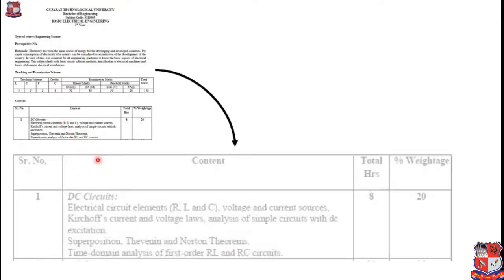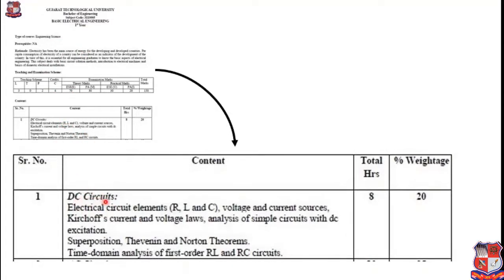So as you can see, this is the syllabus which is prescribed by GTU, where we will be discussing part 1, chapter 1 of DC circuits, and today we will be discussing mainly this last topic of time domain analysis. We have already studied this much portion, and the left is first order circuits.